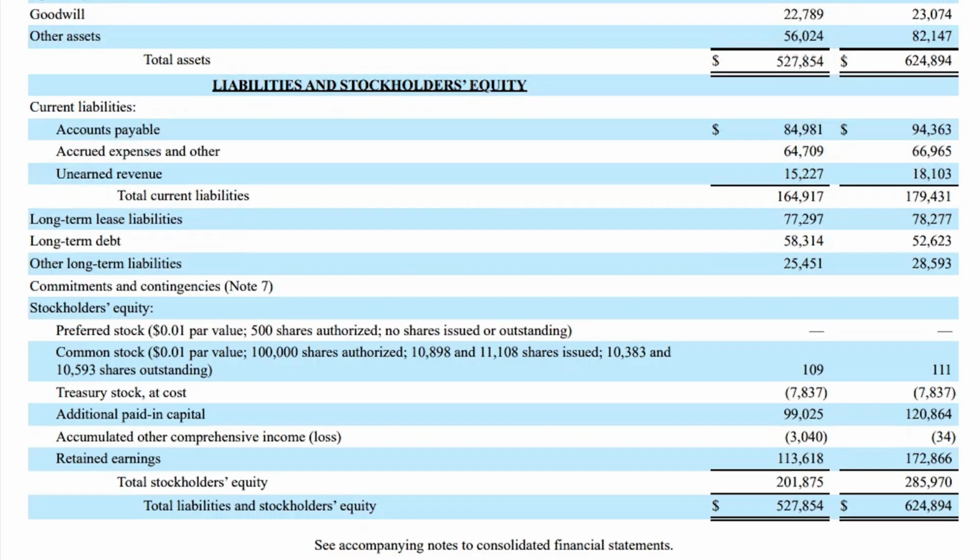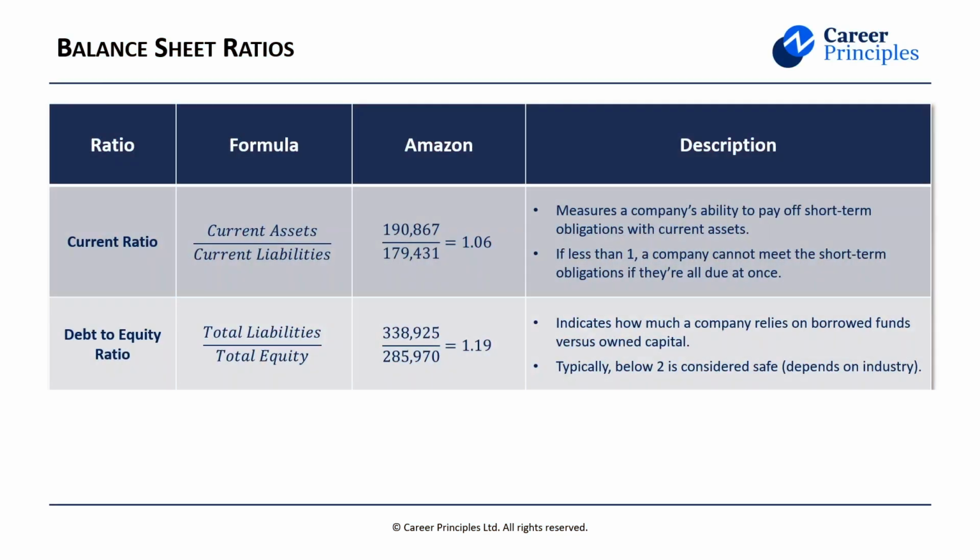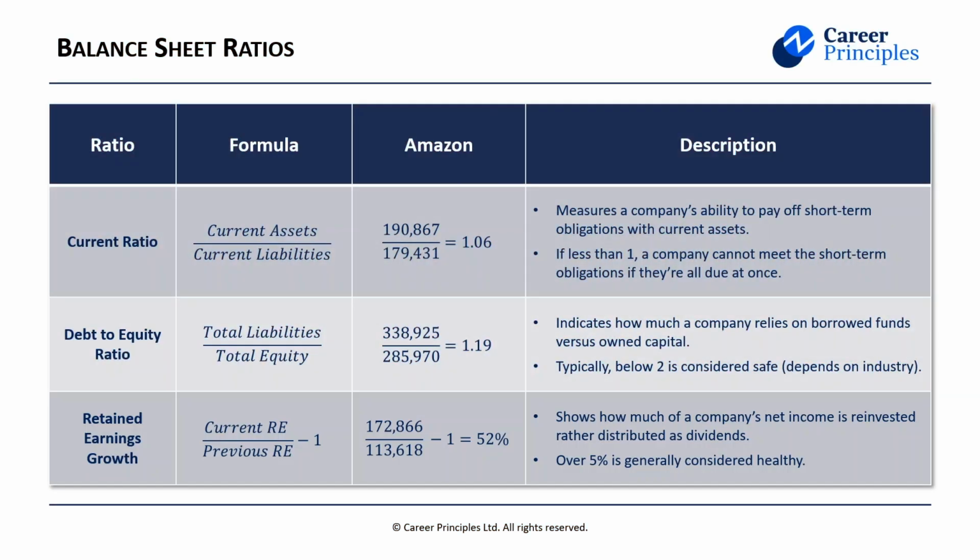Another common ratio just using the balance sheet is the retained earnings growth. Looking at Amazon's balance sheet numbers, you can see that retained earnings is growing from 2023 to 2024. Having this growth just means that the company is clearly making a profit. It's not distributing that profit over to its shareholders through dividends, and so it's deciding to reinvest that profit in the company. As we can see right here in the calculation, it's around a 52% growth for Amazon.